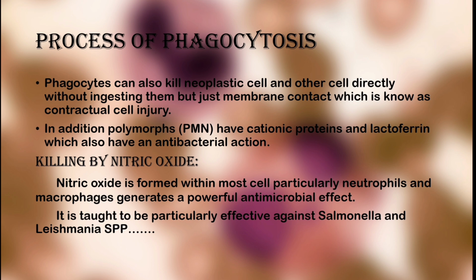Killing by nitric oxide. Nitric oxide is formed within most cells, particularly neutrophils and macrophages, and generates a powerful antimicrobial effect. It is thought to be particularly effective against Salmonella.